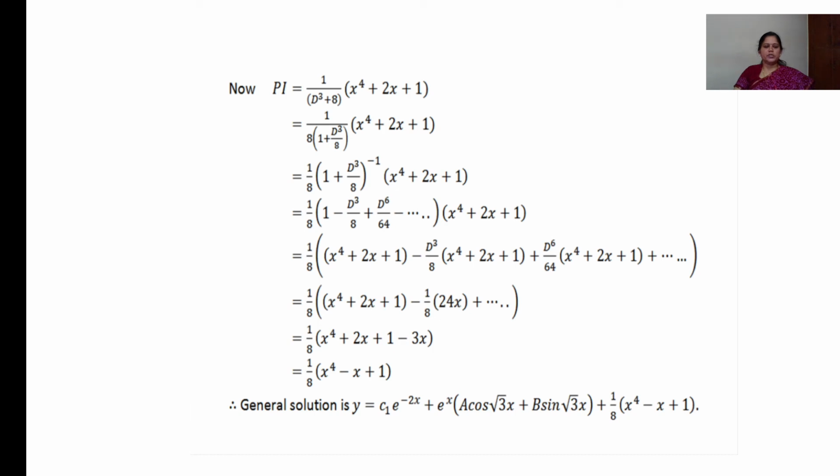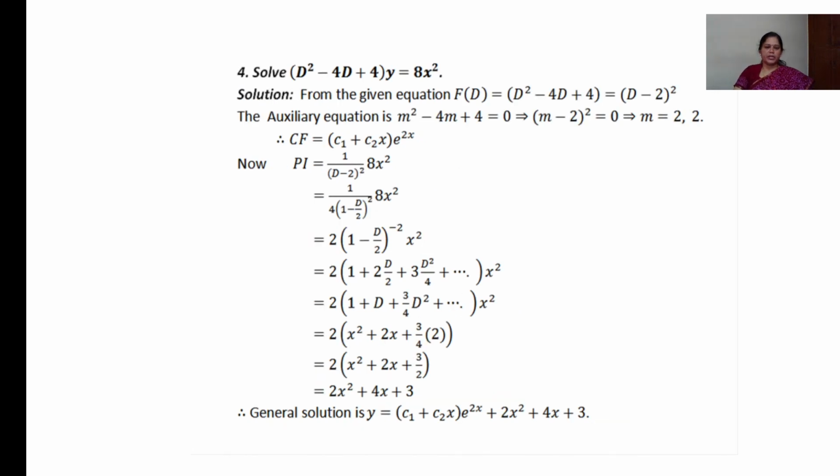So now the general solution is complementary function plus particular integral. Therefore y is equal to c1 e to the power minus 2x plus e to the power x into a cos root 3x plus b sin root 3x plus 1 by 8 into x to the power 4 minus x plus 1 we got for y.